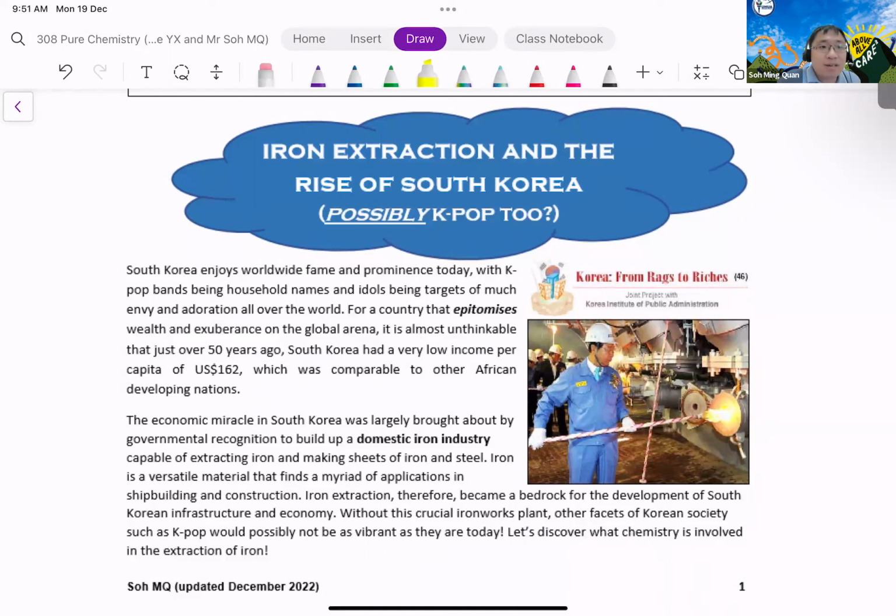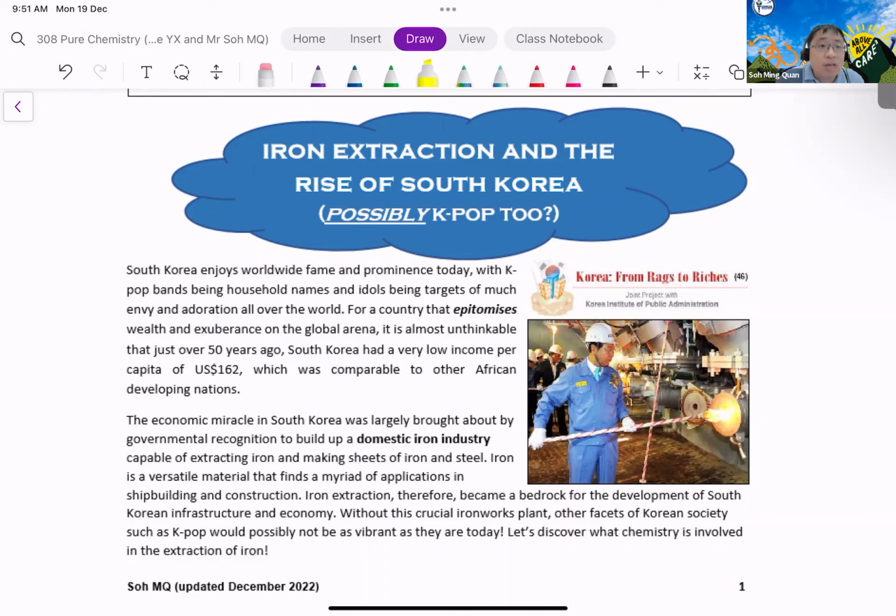Obviously, we have learned steel is an alloy of iron. This means that South Korea had pursued a strategy of extracting iron and then taking the iron to make steel alloys. And this was useful because steel alloys allow you to make ships, they allow you to build construction like buildings and everything. So that allowed South Korea to develop really, really quickly. And we have to remember that South Korea in the 1950s and 60s had just come out of a war with North Korea.